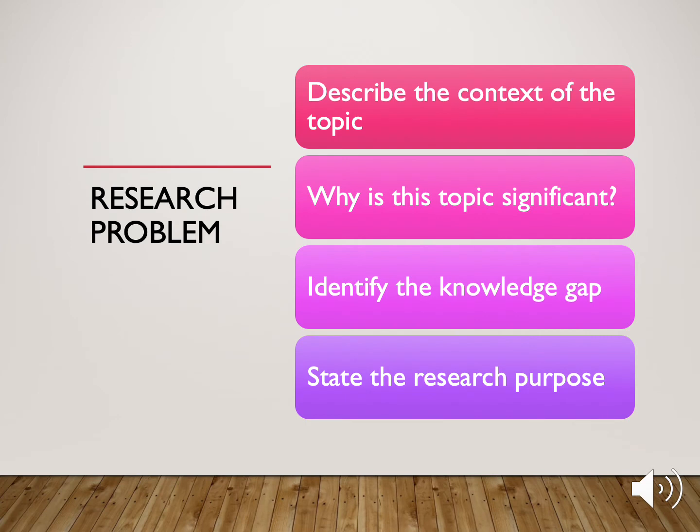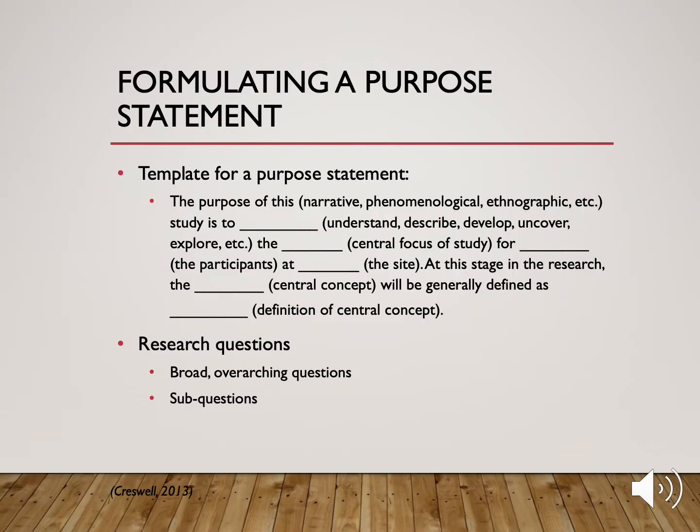So when we're identifying a research problem, we want to describe the context of the topic, understand why it's significant, identify where that gap in the knowledge is, and then the purpose of what our study is. When you're creating a purpose statement for your qualitative project, you might want to use a template like this that's from your textbook. It's just a way to structure your research purpose. Generally, qualitative studies have a broad overarching question. That's where you start, and then you may develop sub-questions as well.